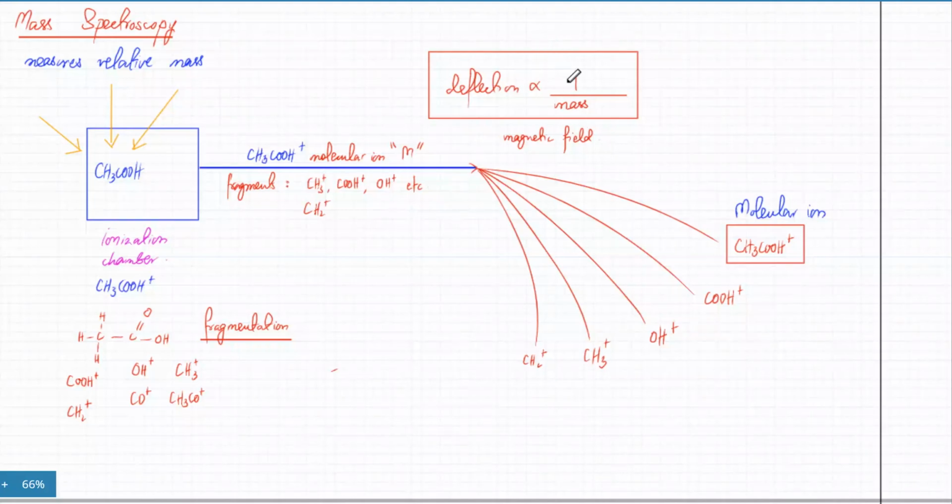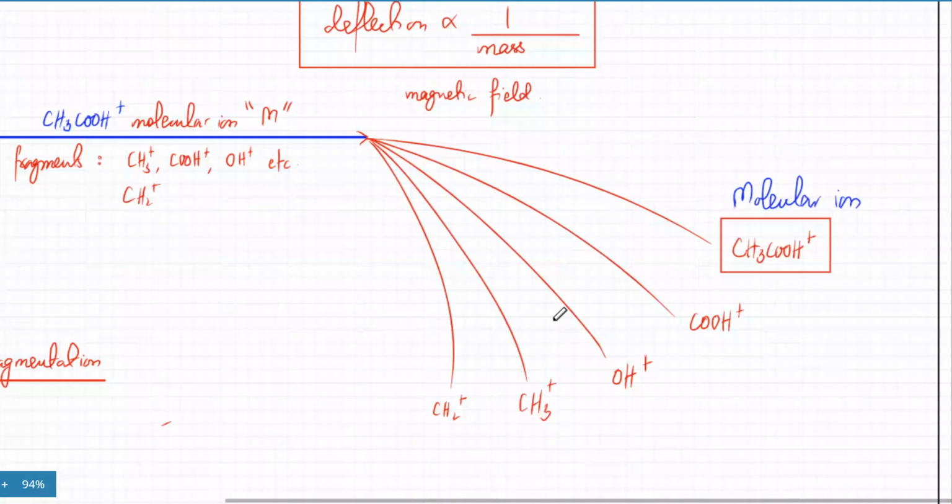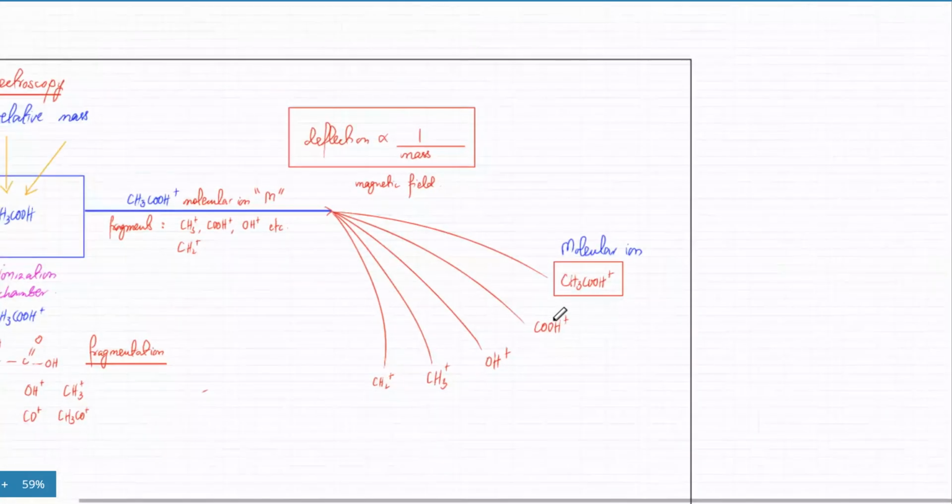And deflection is inversely proportional to mass. So which means that heavier particles would be deflected less and light particles would be deflected more. So the molecular ion, that is the heaviest one, is going to be deflected the least. And subsequently, very light particles would be deflected by a very large margin. So this is what will happen.